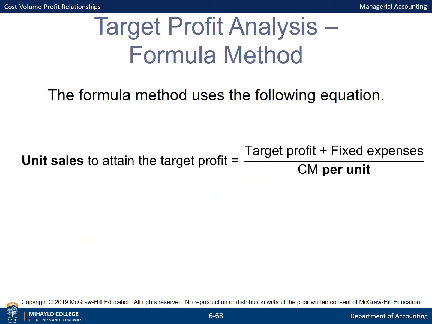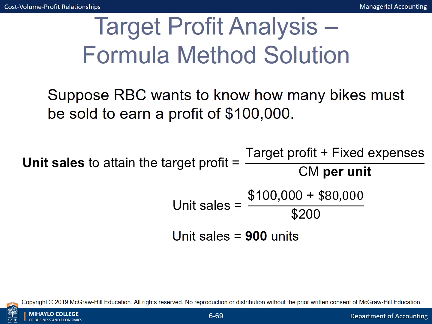The formula method uses the equation target profit plus total fixed expenses divided by CM per unit to calculate the unit sales to attain the target profit. Suppose RBC wants to know how many bikes must be sold to earn a profit of $100,000. Unit sales to attain the target profit level equals the sum of $100,000, the target profit, plus $80,000, fixed expenses, divided by the CM per unit of $200. This means 900 units must be sold to earn profit of $100,000.